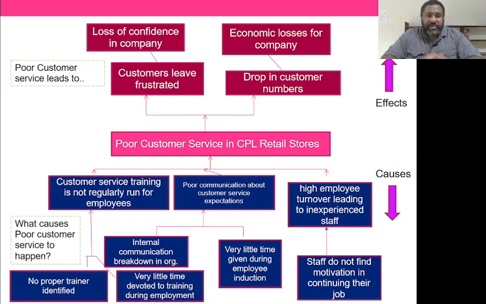So for example, customer service training is not regularly run for employees. One of the two problems is that maybe there's no trainer identified. The company hasn't identified a good trainer yet to do customer service training. Or there might be very little time devoted to training during the employment of the employees. So there's very little time. Maybe they are working all the time and there's not enough time for training.